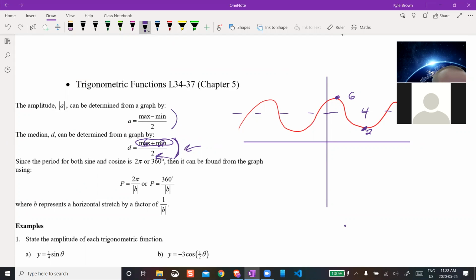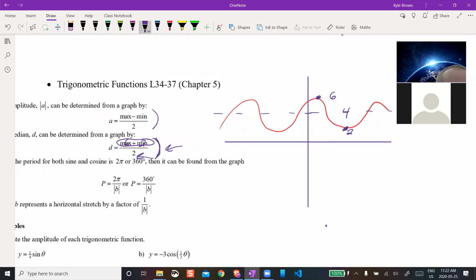That's also going to be, like in the next lesson, our d value in our equation. We'll get to that though. That's going to be our vertical shift up or down, okay?